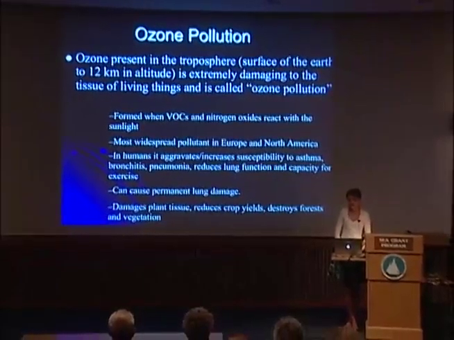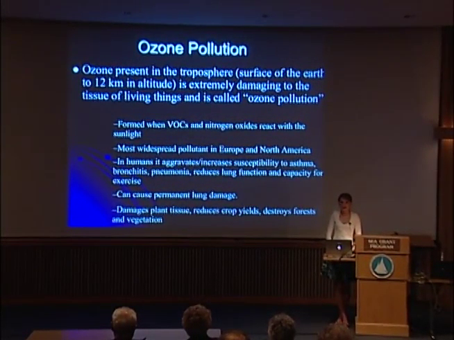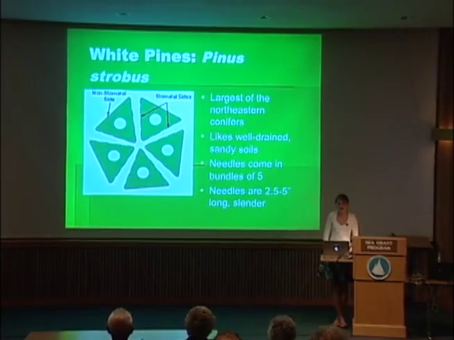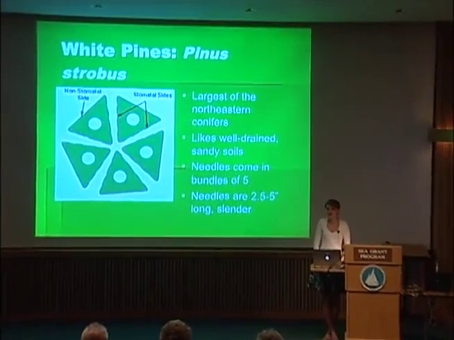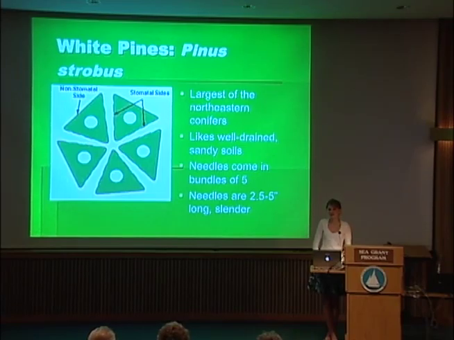And eventually, over the long term, it can cause permanent lung damage, even if you're not exposed to high levels of ozone, but if you're exposed to relatively low levels over a period of time. In plants, that's also turning out to be an issue, because it damages plant tissue, which can reduce crop yield, foliage, et cetera. And this is turning into a problem for food crops in the South especially, because crop yields are being severely shortened.